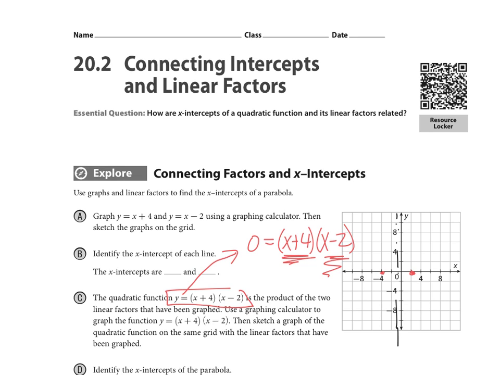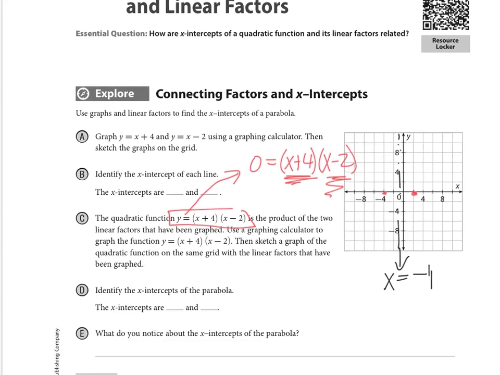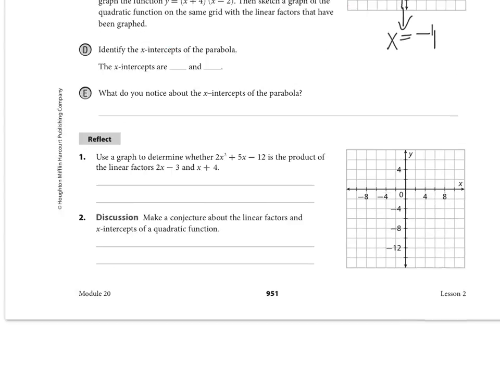which would be the line x equals -1. Now why is that? Because the distance from -1 to 2 would be 3, and the distance from -1 to -4 would also be 3. So let's go on with this.